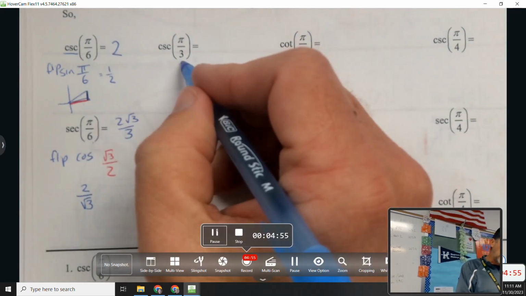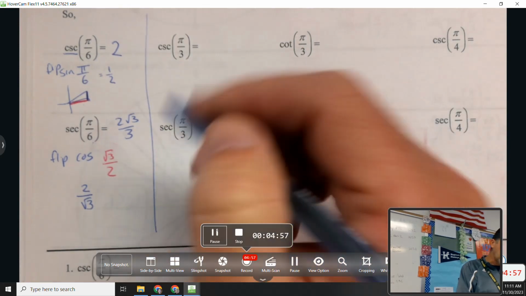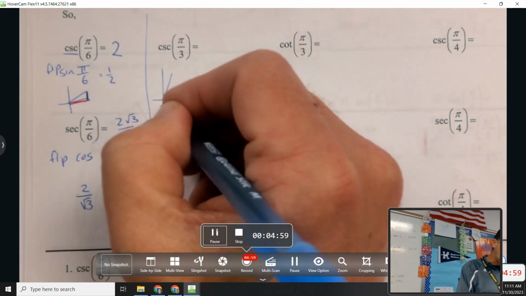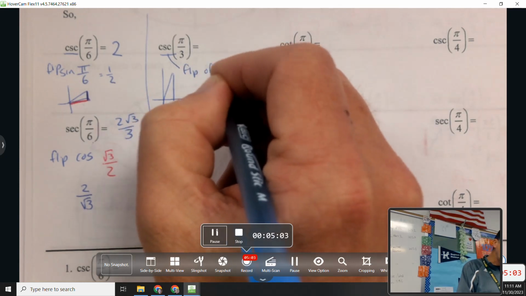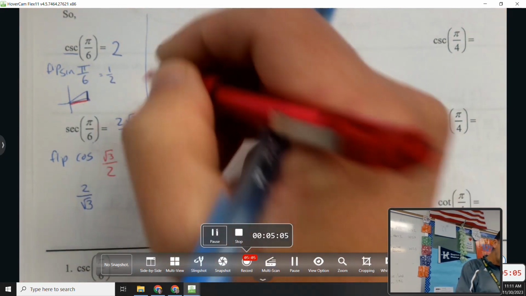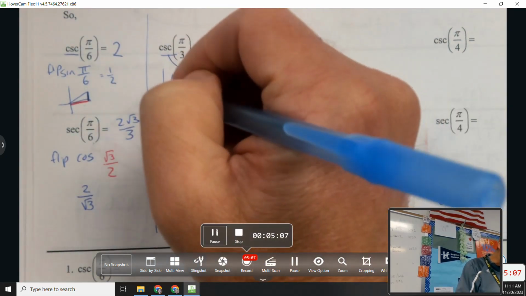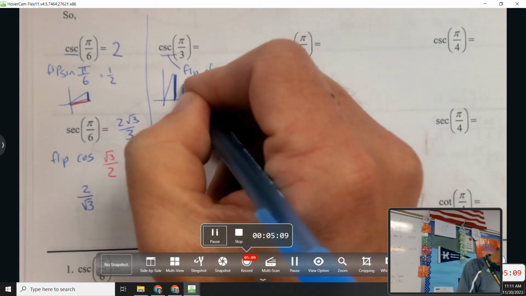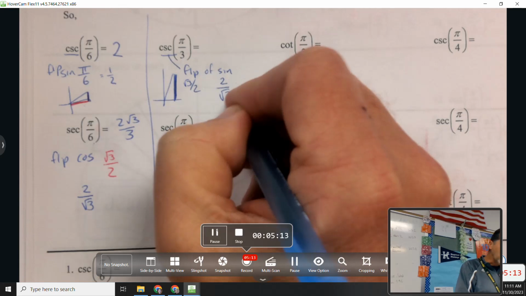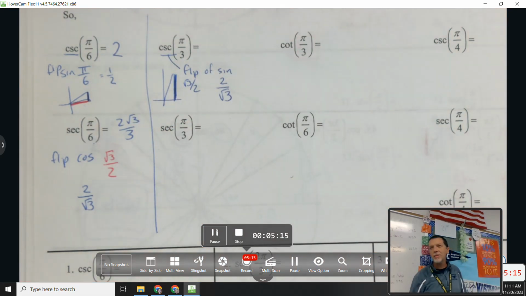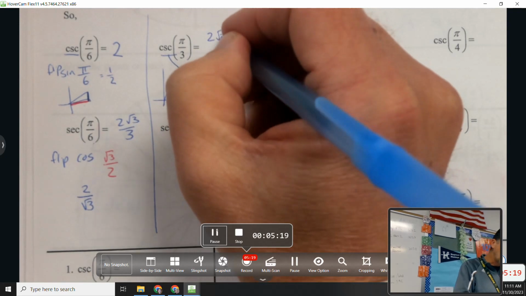Let's see. All right, let's do the pi over 3s. So that's the steep angle. Cosecant is the flip of sine. Sine is the y value. That's the long side. So if I flip it, don't forget to flip it. A lot of times that's the problem in the end. People forget to flip. And then fix it. 2 root 3 over 3.